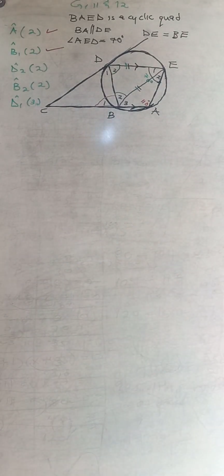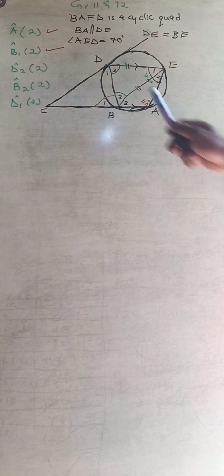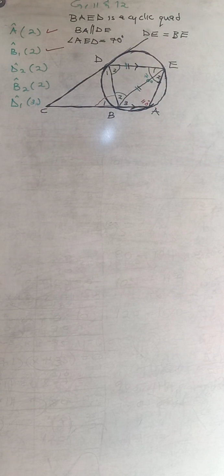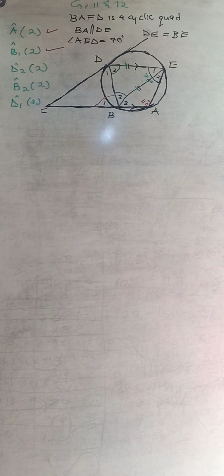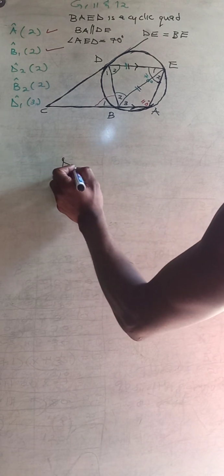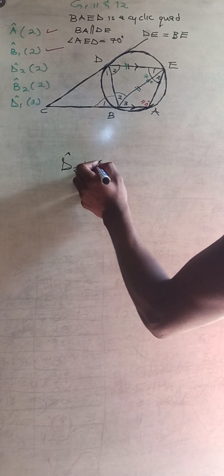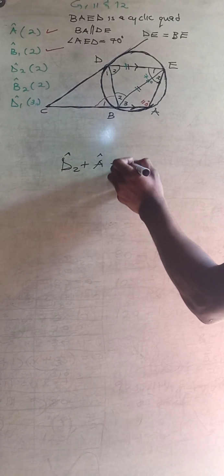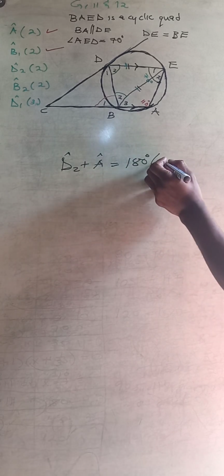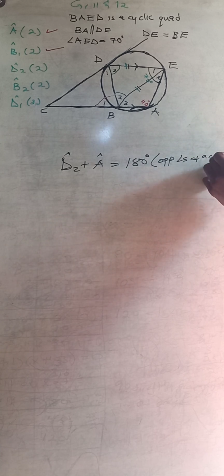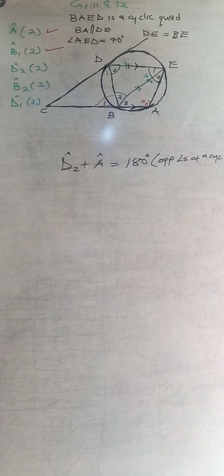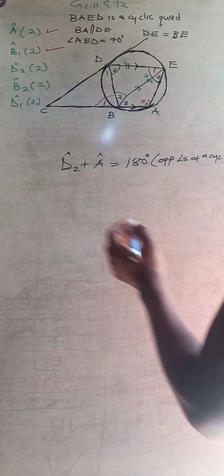D2. Where is angle D2? Oh, here is angle D2. So yeah, you already know about opposite angles of a cyclic quad, right? So if we say angle D2 plus angle A, what do we expect to get? We expect to get 180 degrees. The reason being the opposite angles of a cyclic quadrilateral are supplementary. They add up to 180 degrees, right?